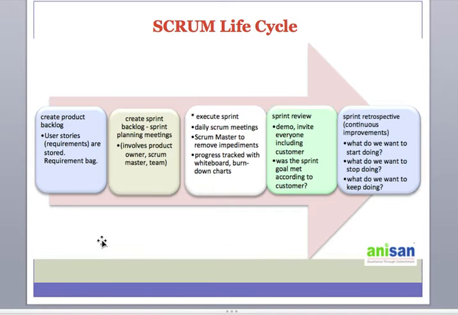And then there is a second part: what do we want to stop doing? Something we did which created a problem, or which was redundant or not useful, so we want to stop doing it. Then we talk about what we want to keep doing. That means what we want to continue doing, something which we did that worked well and we wish to continue, right? So these are the three items that are basically discussed. Based on the answers to these three questions, the next sprint is basically created.